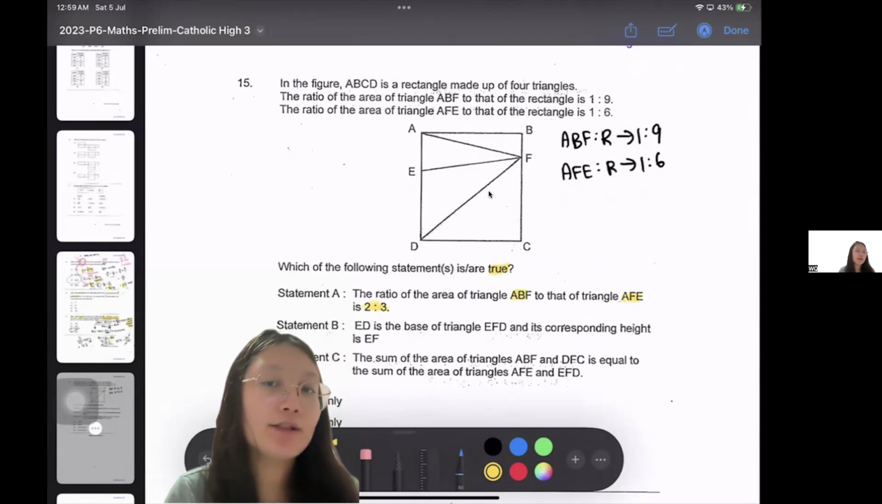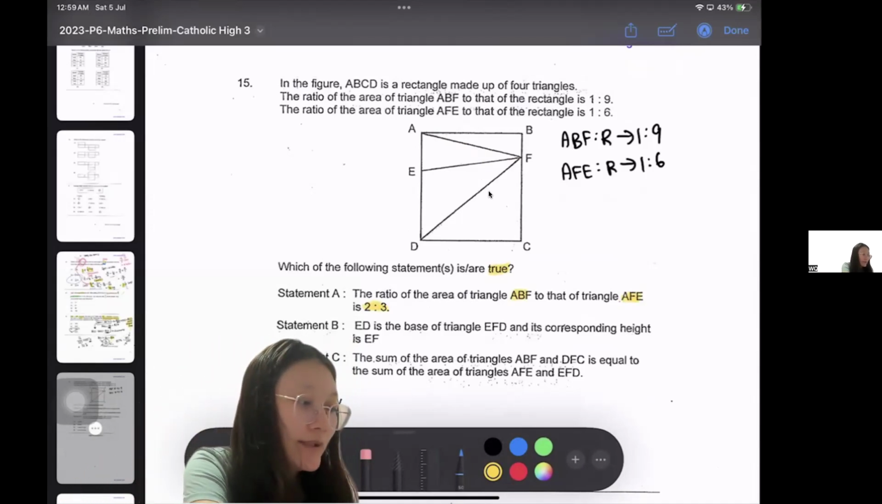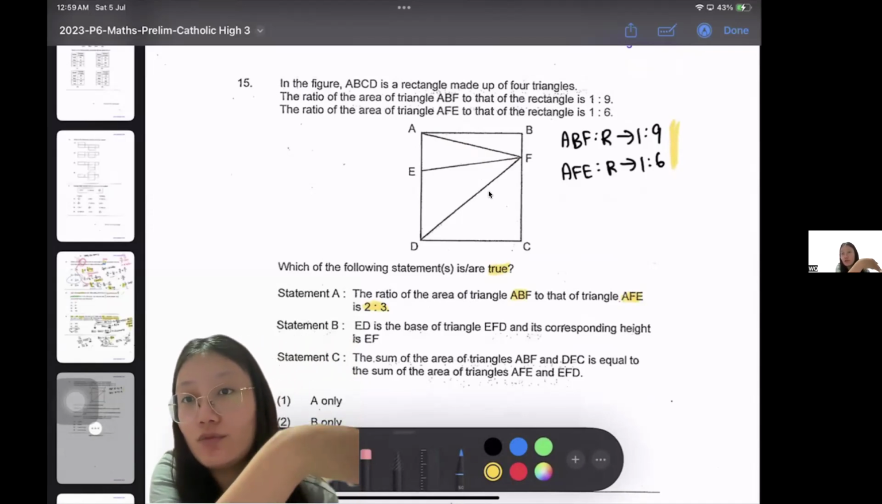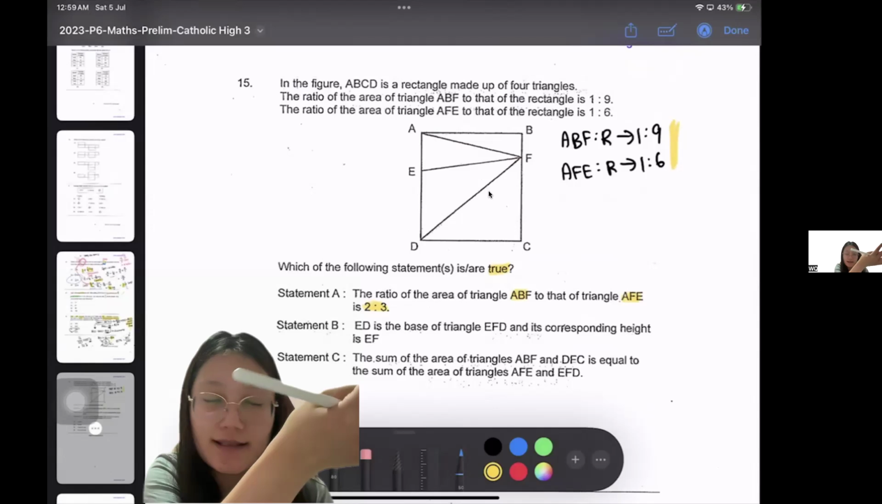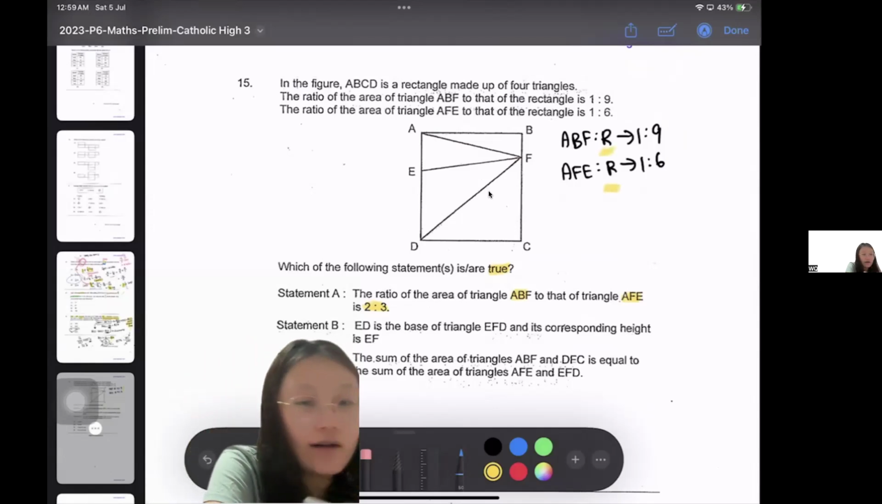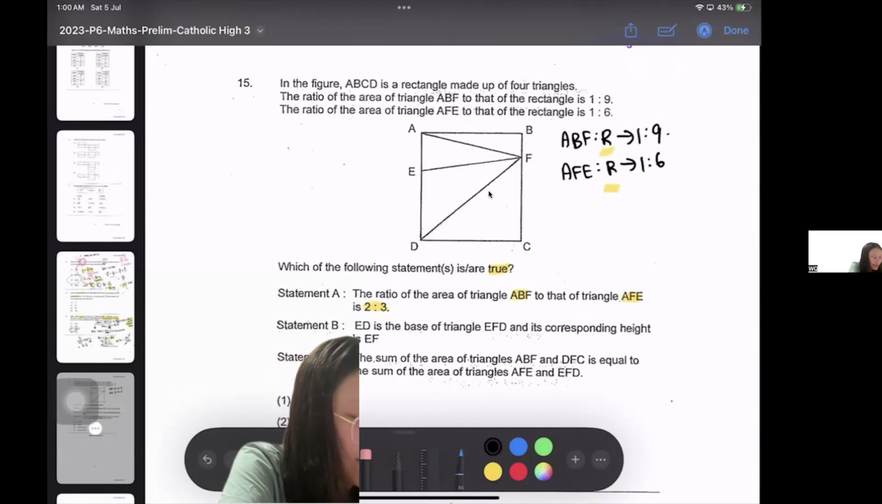Okay, so in order to find out if this statement is true, you need to firstly make the two ratios up here comparable. How do you make it comparable? You need to multiply to make something the same. So you need to observe what is the same in these two ratios. Okay, the thing that is the same is the R and the R. So let's make the R the same by multiplying the ratios. So 9 and 6, how do you make them the same? Okay, you times both of the numbers in the ratio by each other.